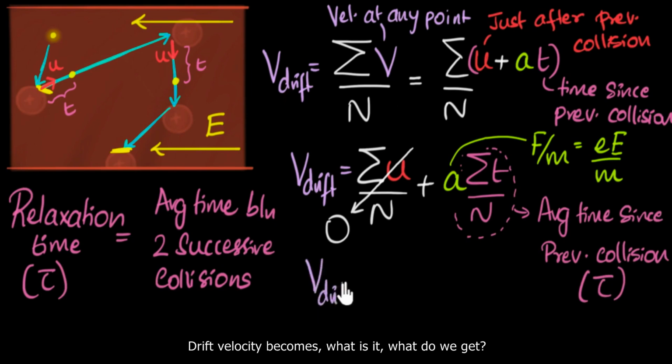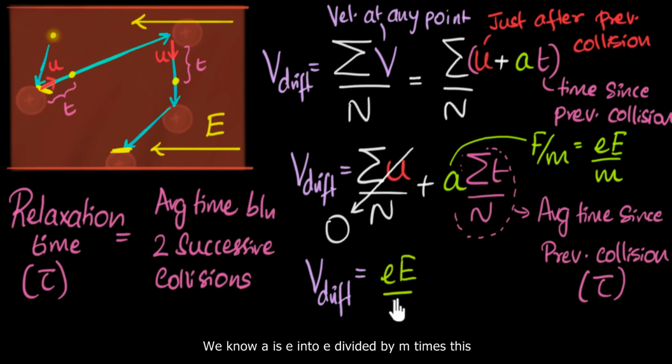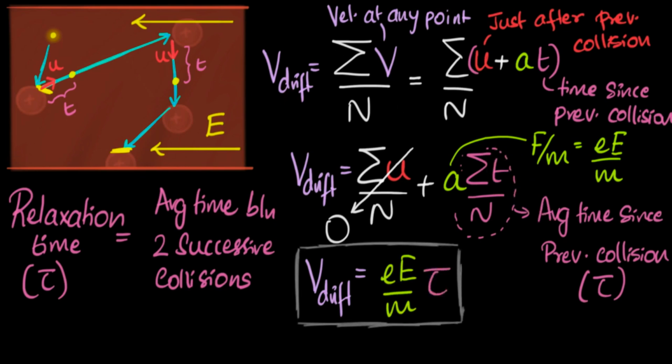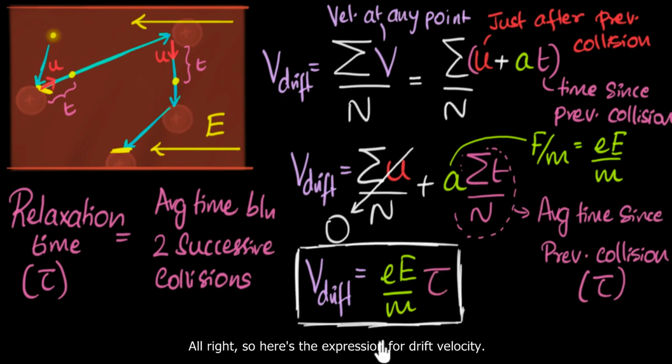The drift velocity becomes, what do we get? We know a is e times E divided by m times this number. We are accepting that it is tau. All right, so here's the expression for drift velocity. And let's note a couple of important things.